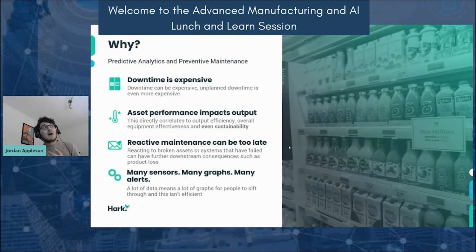And last but not least, if you've got thousands and thousands of sensors across your estate, that's a lot of graphs, a lot of manual alerts to set up, and a lot of data to sift through for any human. Looking at thousands of graphs is not the best use of time. What we really want to be doing is looking at all the things that could possibly be going wrong with a high degree of certainty.